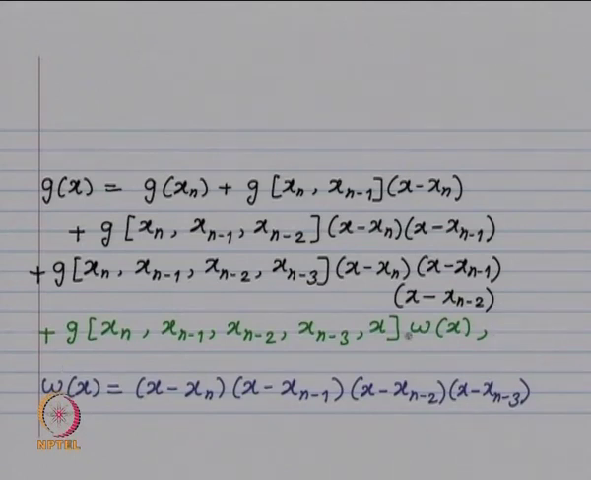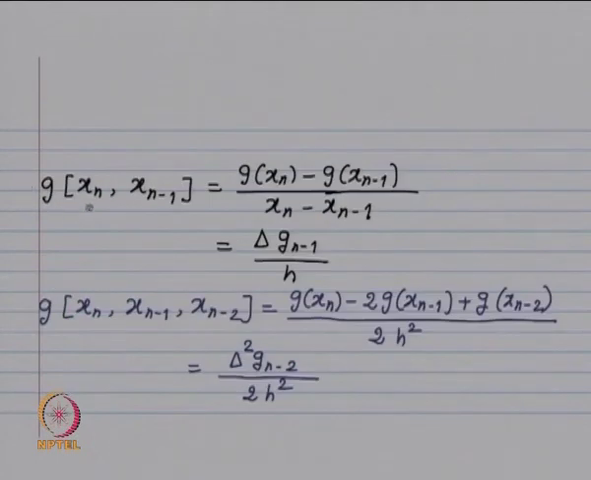In the error term, we have W x, where W x is the product of x minus x n, x minus x n minus 1, x minus x n minus 2, x minus x n minus 3. Next, the divided difference based on x n and x n minus 1 will be g x n minus g x n minus 1, divided by h. This is the Newton's forward difference delta g n minus 1. So, delta g n minus 1 is precisely g of x n minus g of x n minus 1.